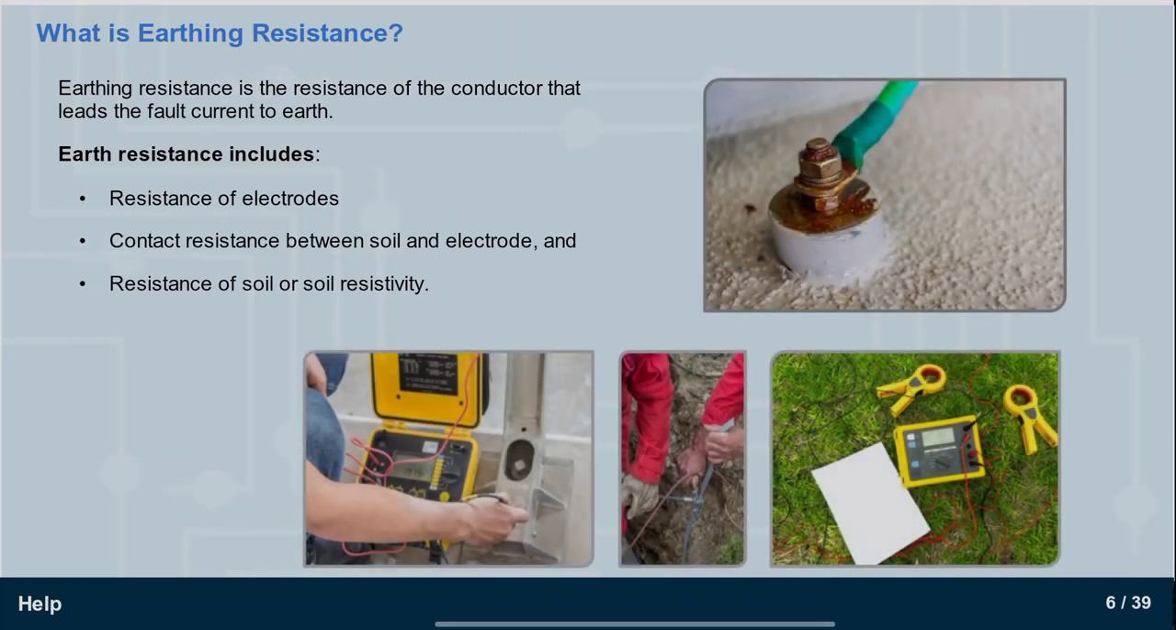But how do we determine which is the right place for earthing? And what are the other things to be kept in mind before going for earthing? Let us discuss in the next topic.